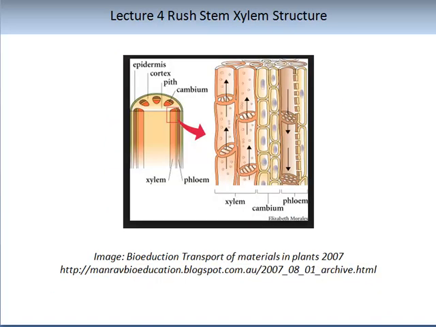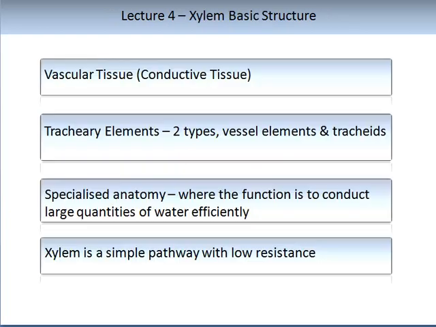This image is depicting a rush stem. Here we can note the epidermis, cortex, pith and cambium, and where the phloem and xylem sit. You can see arrows indicating the direction of water and mineral movement in the xylem, and the direction of sugar movement in the phloem. Let us explore the xylem structure in more detail.